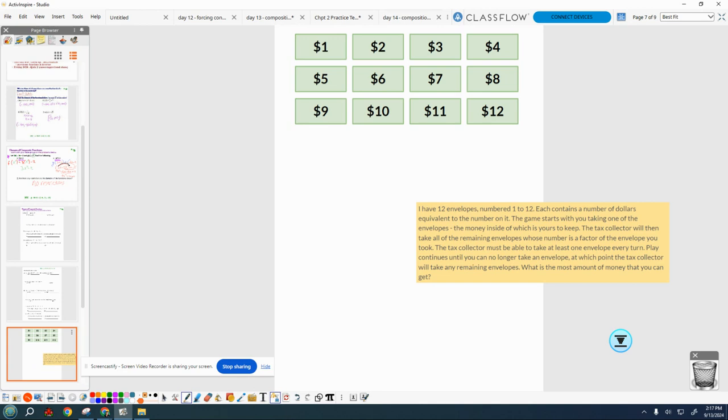Alright, so you pick an envelope and the tax collector can take any factors of the number that you pick. No, but he always has to be able to take one factor. Here's what I did. I picked 8 first, so you can take 1, 2, and 4. They all factor into 8, right? Okay, and I took 10.